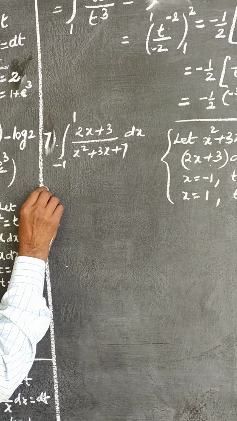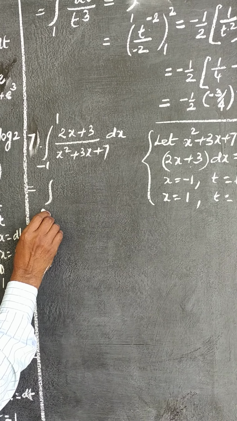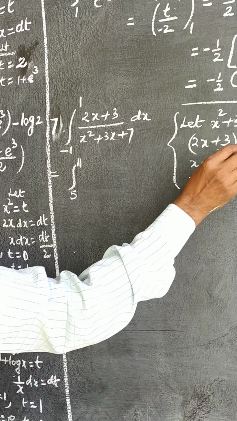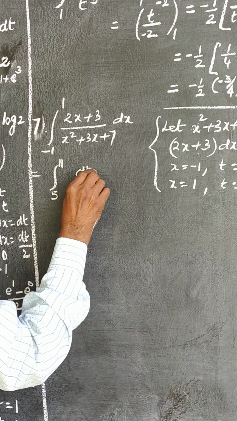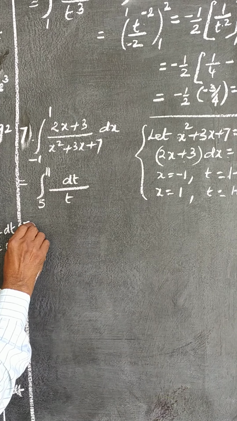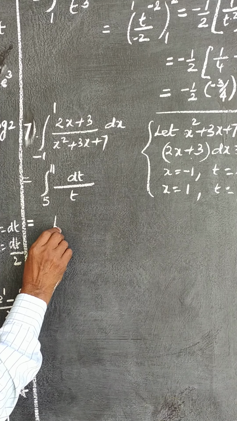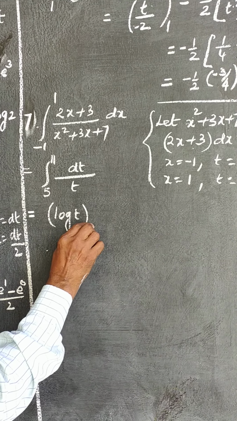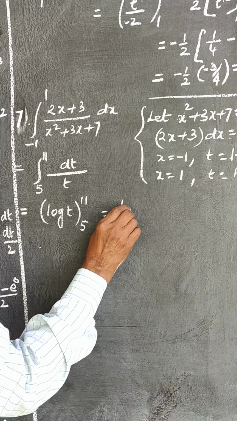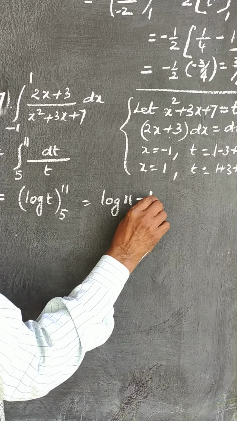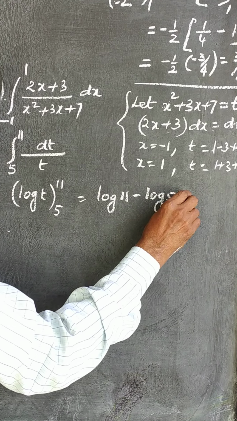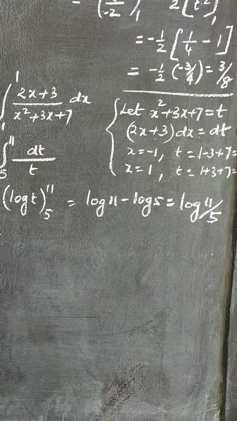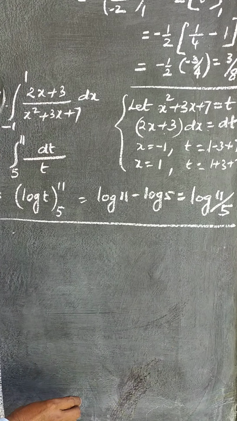Now the integration becomes the integral from 5 to 11 of dt by t, since (2x plus 3) dx is nothing but dt. On integration, log t from 5 to 11, that is log 11 minus log 5, which can be written as log of 11 by 5.